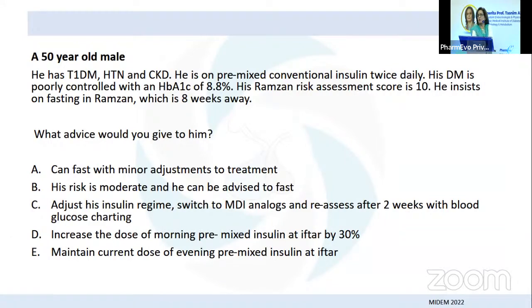Not really, because he's already poorly controlled. Maintain current dose of evening pre-mixed insulin at iftar? No. Okay, so the answer is C. Shift him to an analog insulin, do it multiple dose so that you can adjust. See him quickly in 2 weeks with sugar charts and see where you can get in and help him.